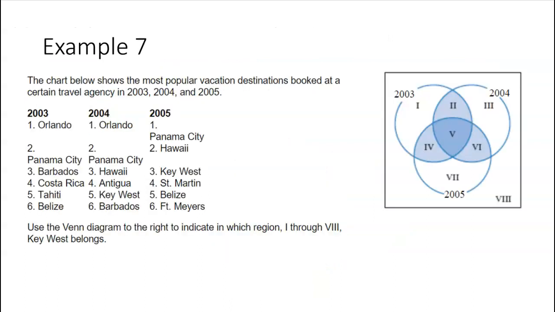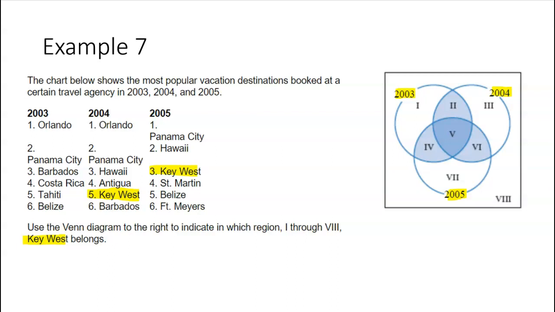So the chart shows the most popular vacation destinations booked at a certain travel agency. Use the Venn diagram to indicate in which region Key West belongs. All right, so let's first investigate it. This circle is 2003, 2004, 2005. We want to know where Key West is. So let's find Key West. I don't see it in 2003. I see it in 2004, and I see it in 2005.